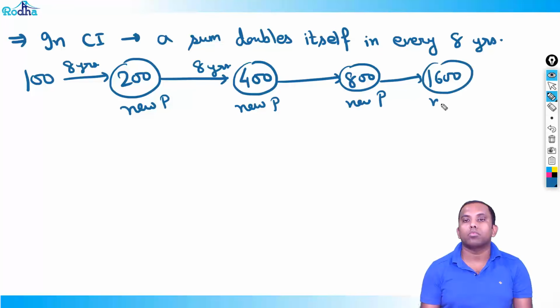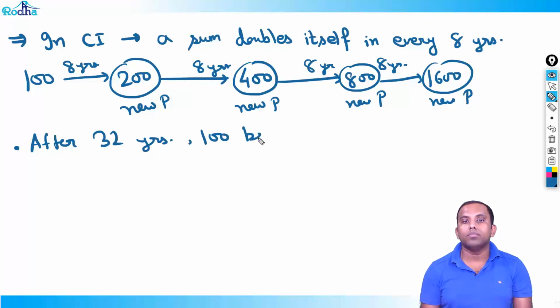Right. This is a new principal. So this is what happens in CI. In every 8 years, you can see here, after 8 plus 8 plus 8 plus 8, that is 32 years.